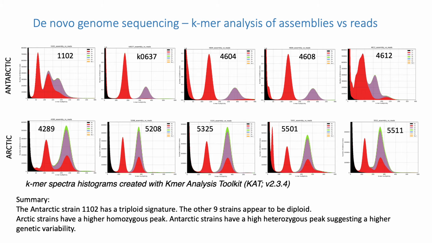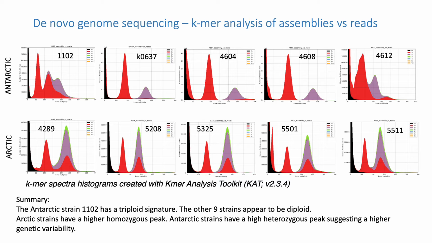Genomes were assembled and initially assessed using KMA analysis. Histograms of KMA spectra comparing assemblies to reads show that 1102 has a triploid signature, as previously shown by Kat Hodgkinson, whilst the other 9 strains appear to be diploid. Antarctic strains are more heterozygous.